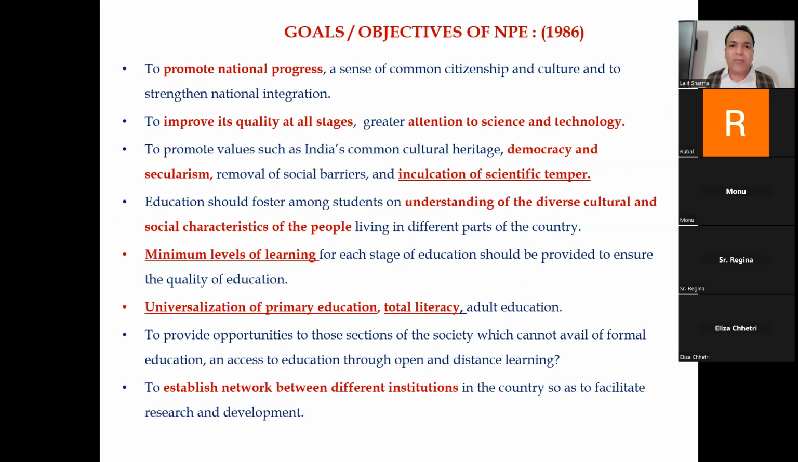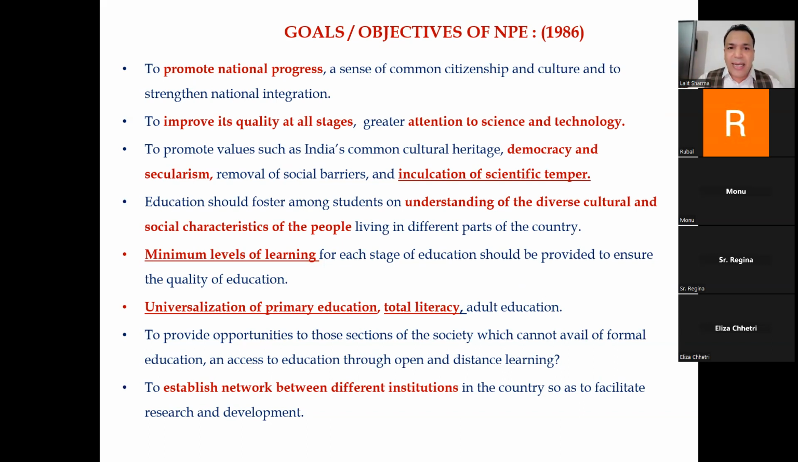What are the goals and objectives of the National Policy on Education 1986? Number one, to promote national progress, a sense of common citizenship and culture, and to strengthen national integration, right? Next, to improve quality at all stages, with greater attention to science and technology, right? Now, 1986 saw a lot of work done on science and technology. And you have to remember, guys, in 1986 it was the Rajiv Gandhi government at that time. He was the prime minister of our country. They worked a lot on science and technology.